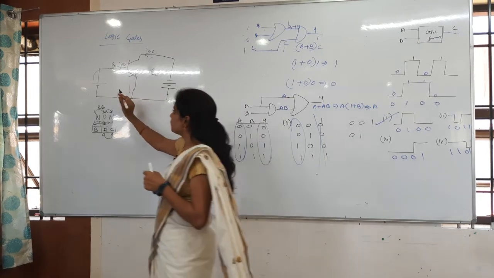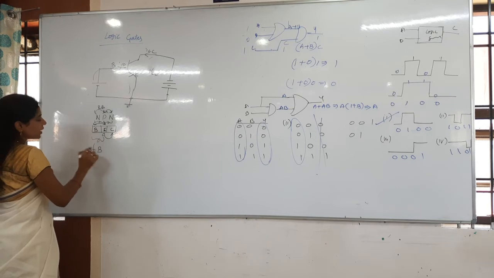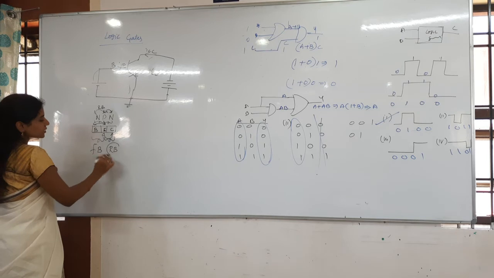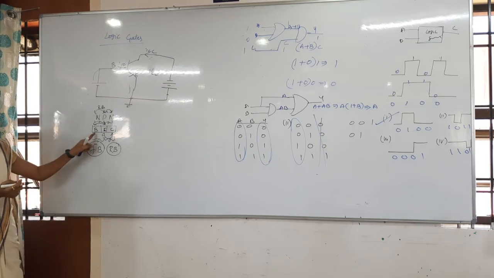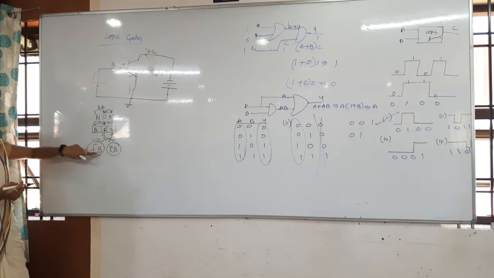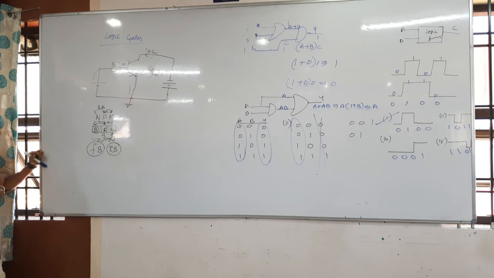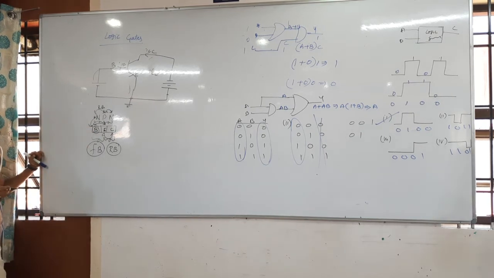For this switch, what should happen? The base-emitter junction should be in forward biasing and the emitter-collector junction should be in reverse biasing. This is a requirement, then only it will work, otherwise it will not work. Now the base-emitter is generally which configuration? NP configuration. I have to give it in forward biasing, so for B, which is N, which terminal do I have to connect? The negative terminal, right? So negative.